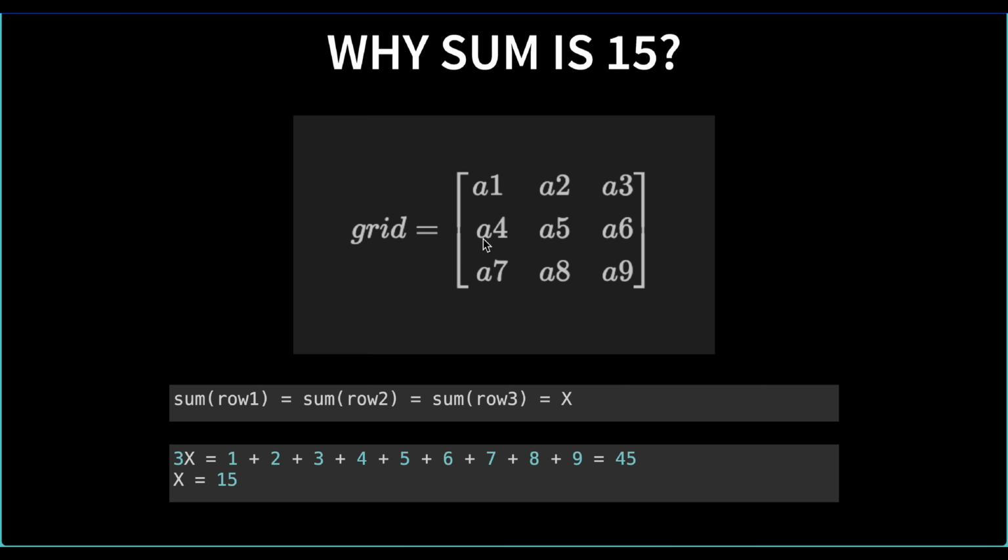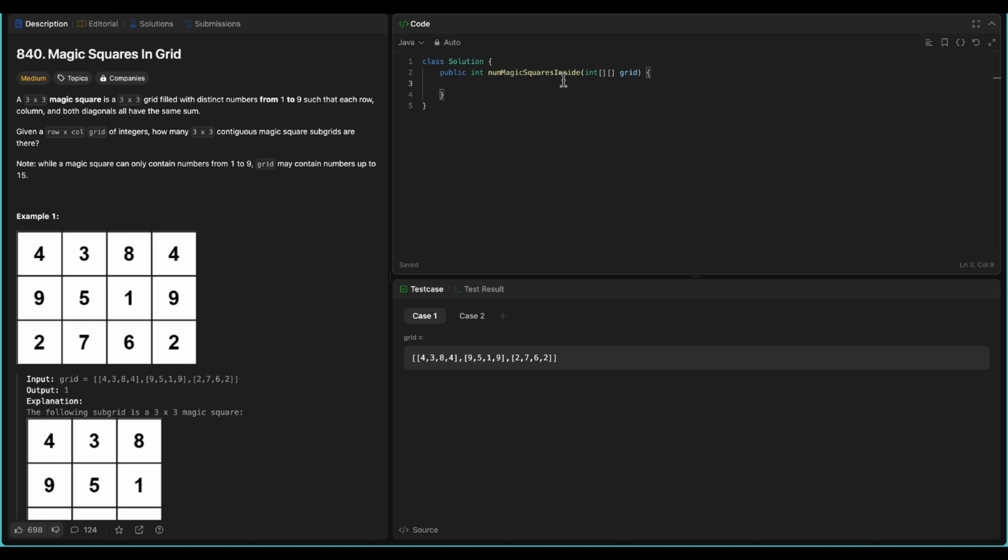Now let's jump into the code part. So the first thing we will do is start iterating on this grid to select a 3 by 3 matrix. So let's define the dimensions. Let m be the number of rows and n be the number of columns. Let's also define count that we will return in the end. Now we can start iterating on this grid. For each cell, we will select a 3 by 3 grid and check if it's a magic square or not.